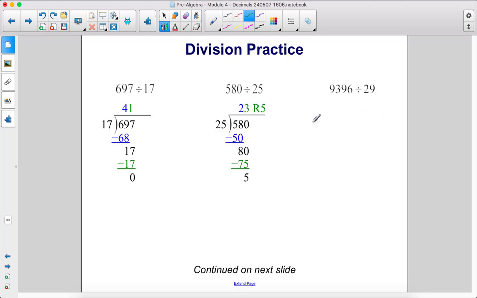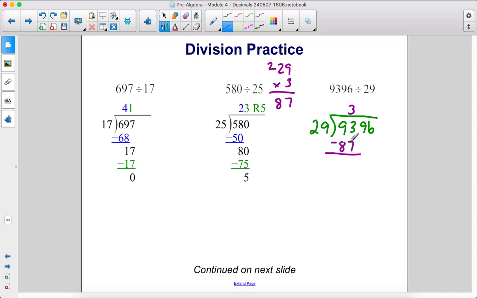9,396 divided by 29. So 29 going into 9396. Does 29 go into 9? No. Does 29 go into 93? Yes. If this was 30, it goes into 93 3 times. So I feel like 3 is a safe bet. 3 times 29: 3 times 9 is 27, 3 times 2 is 6, plus 2 is 8. So 87. Now I'm going to subtract those. 6 is our difference. Now I'm going to go ahead and drop down the next number.